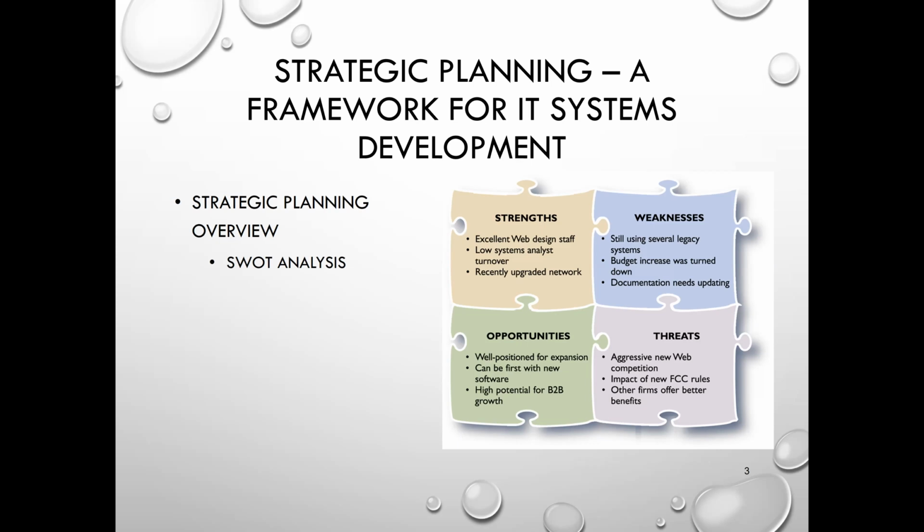Now we talk about the external side, O and T. O is opportunities. It's the advantages over other systems, over other companies with a similar system. Like well positioned for expansion. Can be first with new software. High potential for B2B growth. That one is an external factor and you can't control it.